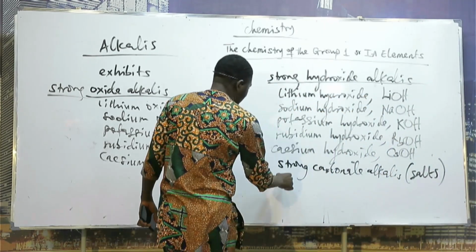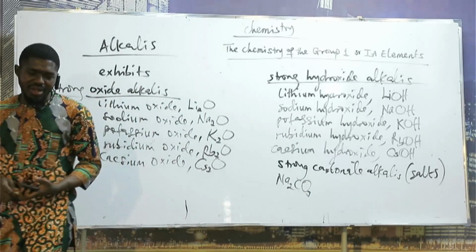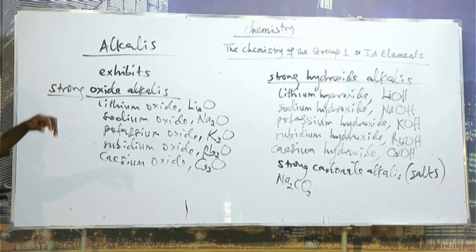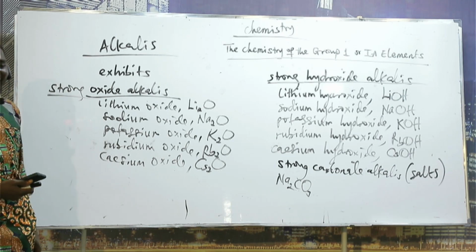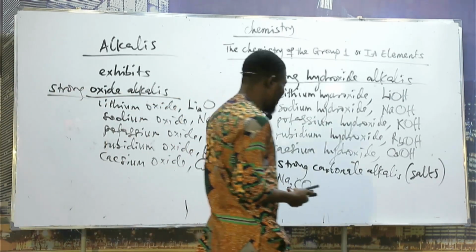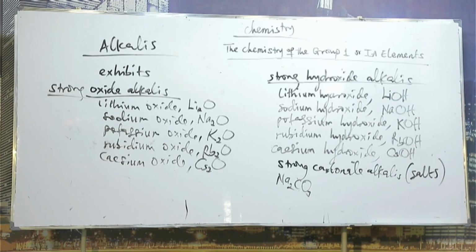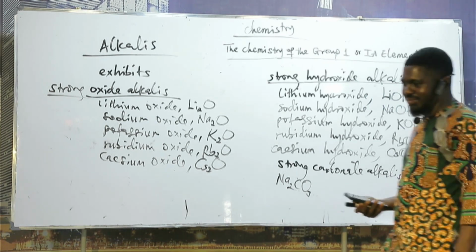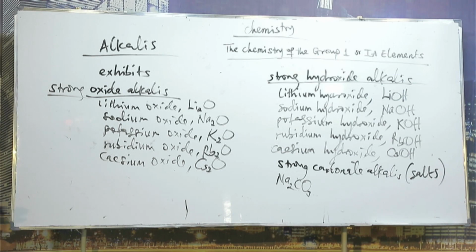Something like this. What does this represent? Na2CO3. What does it represent? Sodium carbonate. Is it an alkali? Yes. Is it a salt? Yes. It's a salt, but also an alkali. Why is it called an alkali? Does it show basic properties when it dissolves in water? Yes. Does it dissolve very well in water? Yes. It is an alkali. But it's a salt. I hope you know that. So take note of that.